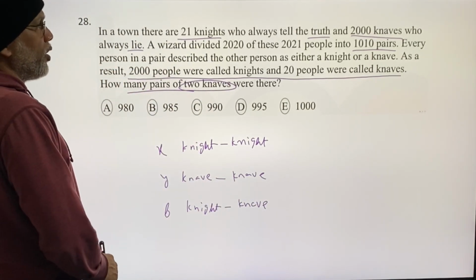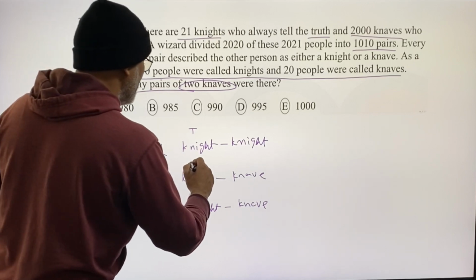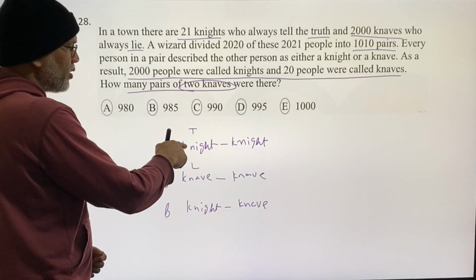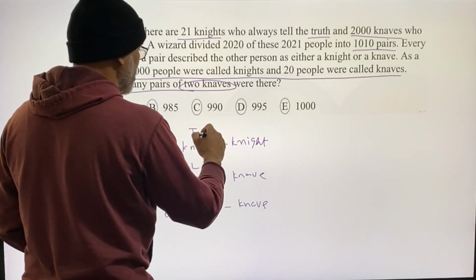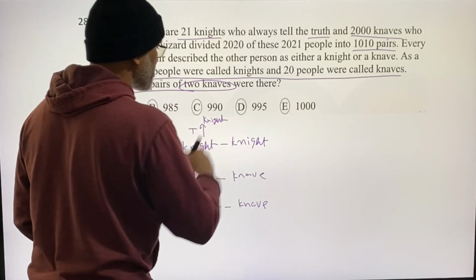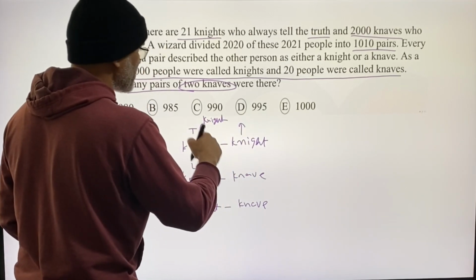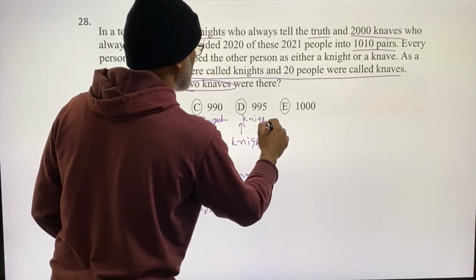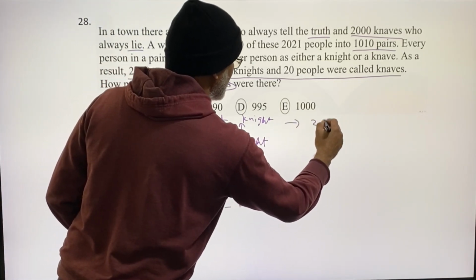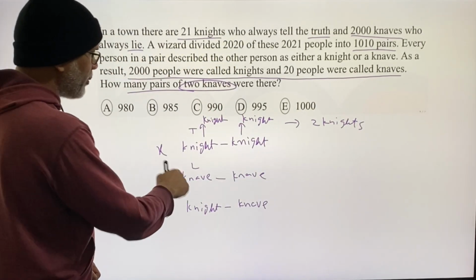All right. We know that knights always tell the truth. Knaves always lie. So if I ask this pair, what is the other person? The knight is always going to tell the truth, so he's going to say knight because the other person is a knight. And he is also going to tell the truth and say knight because the other person is a knight. So from each pair, I get two knights.